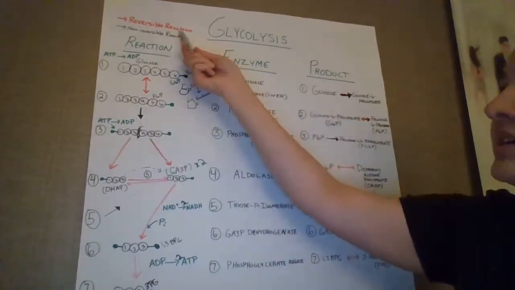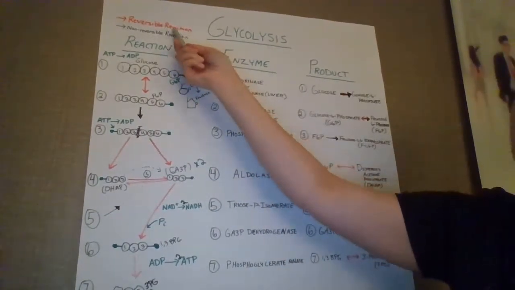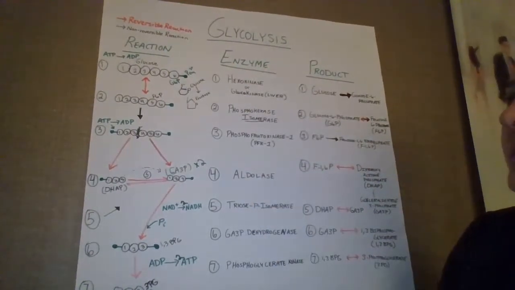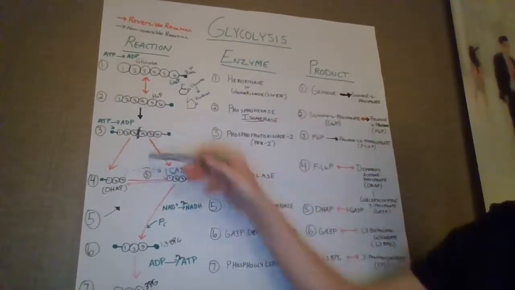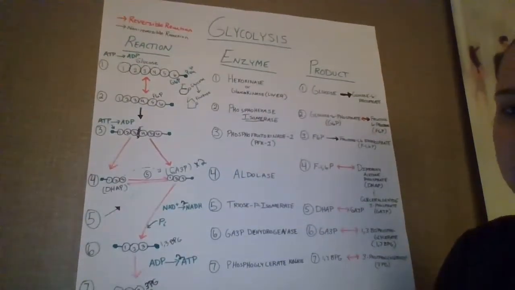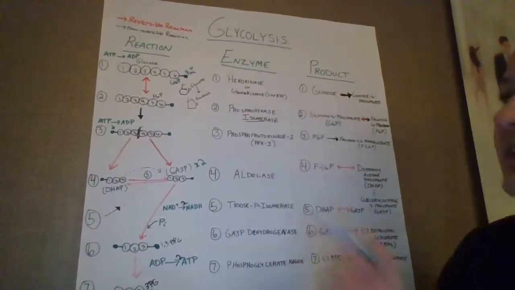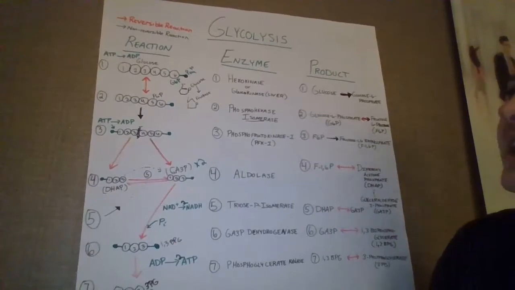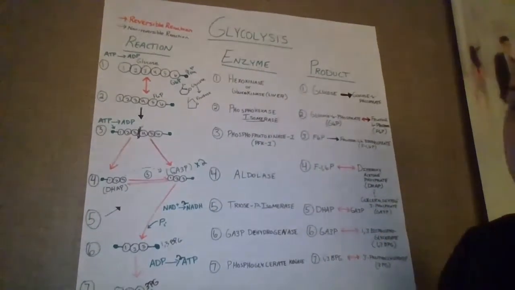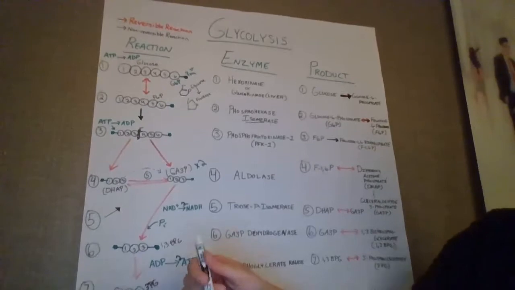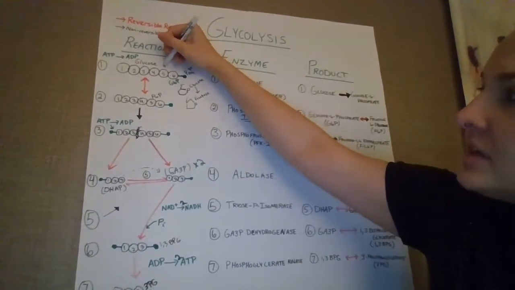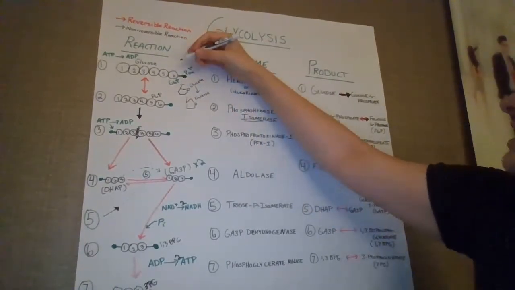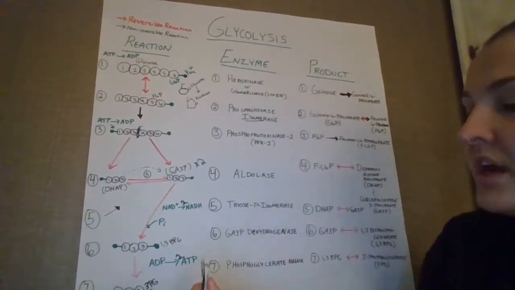I want you to pay attention up here to something that I wrote. If the arrows are red, that means it's a reversible reaction, meaning that it can go either in the forward direction or the backwards direction in regards to that chemical reaction. However, if it is a black arrow, that means it's a non-reversible reaction, and that means it can only go in the forward direction. So this first step, going from glucose to glucose 6-phosphate, is going to be an irreversible or non-reversible reaction.